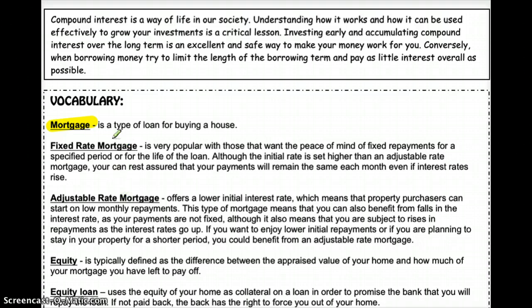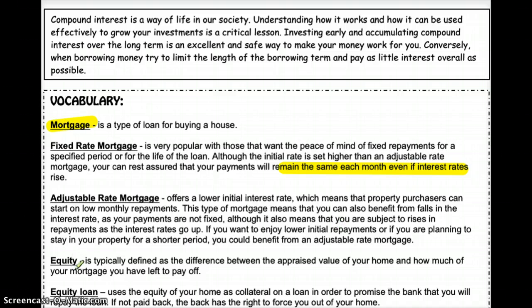Now there are two types of interest rates that you could get when you get a home loan. A fixed rate mortgage means that your initial interest rate is never going to change. It's going to be the same each month. Even if rates in the economy are rising or falling, if you have a fixed rate at the beginning of your loan, that's what you'll have through the remainder. An adjustable rate means it will change with what's happening in the economy.